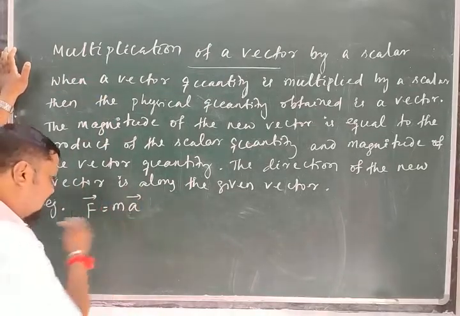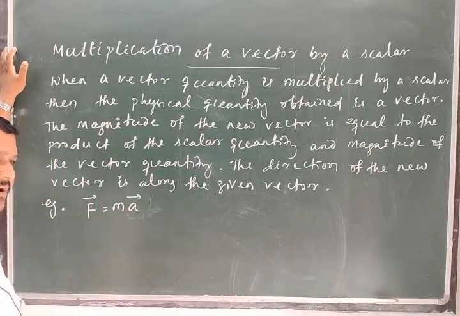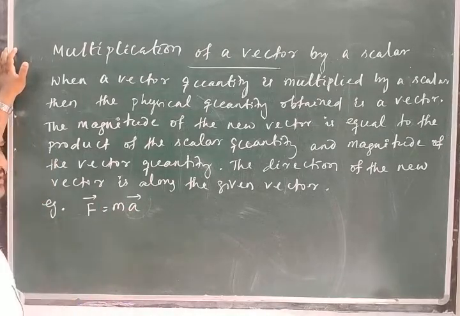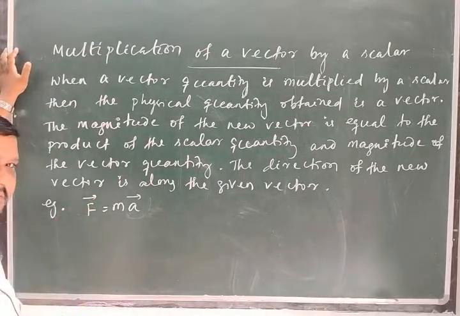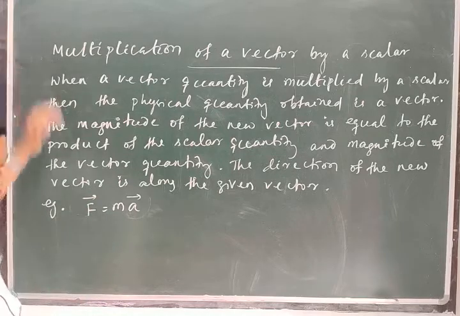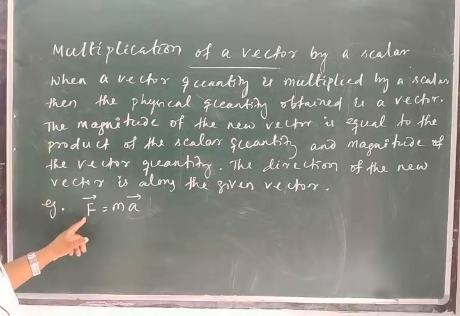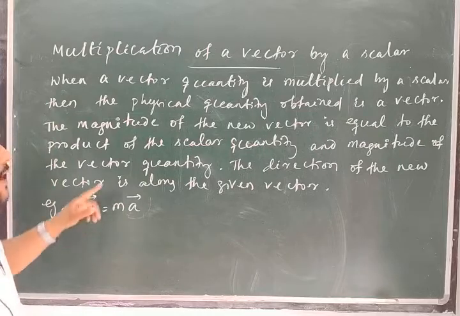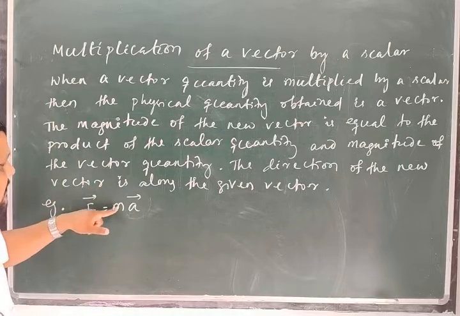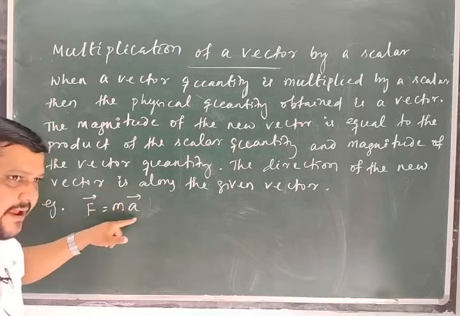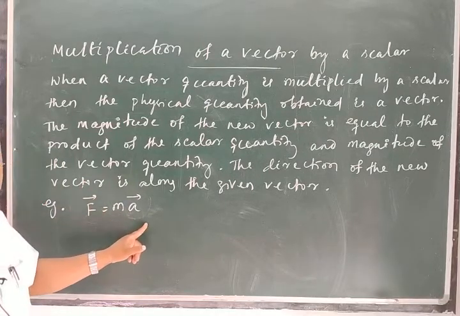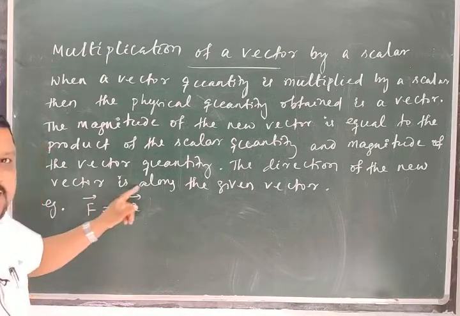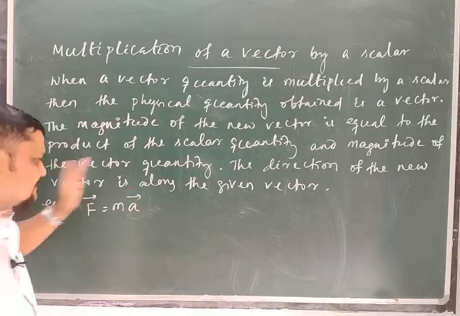When you multiply that, you will get a new vector, that is your force vector. It is a vector, so it should have a magnitude and a direction. The magnitude of this vector is equal to the product of the magnitude of the vector A and the scalar quantity, and its direction is along the given vector, that is your acceleration.